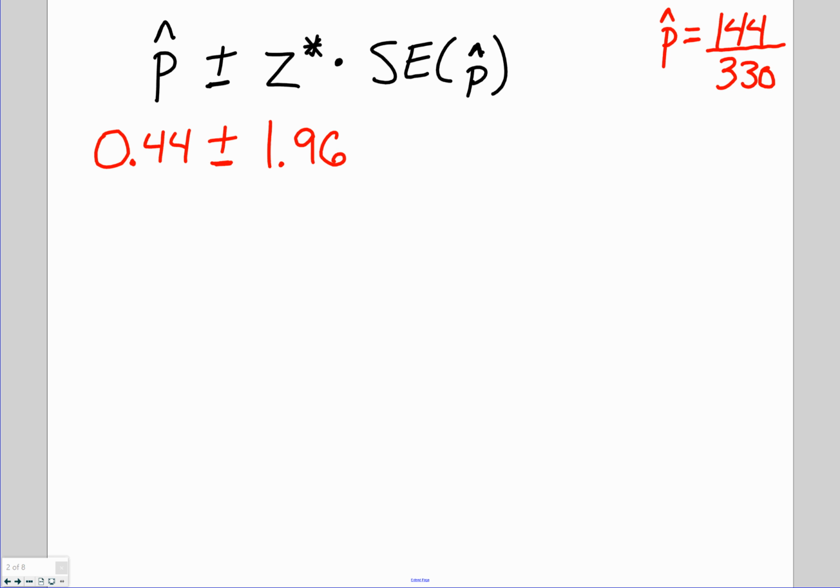Okay? Times the standard error of p hat. The formula that you guys have in your notes says the square root of what? So it's PQ over N, but do we know P? If we don't know P, we don't know Q, but we do know P hat. So we're going to use P hat times Q hat over N.